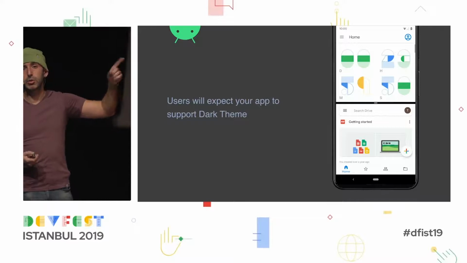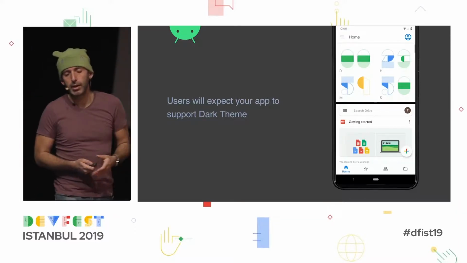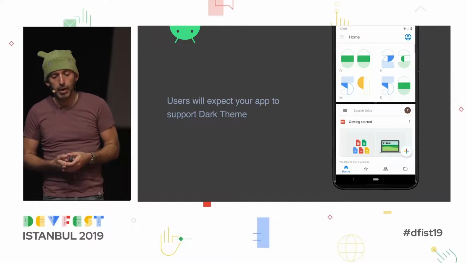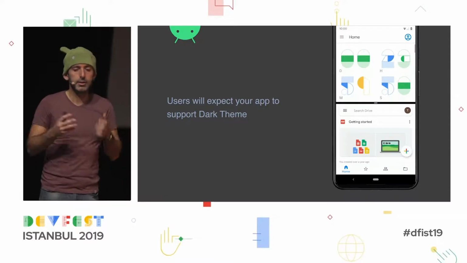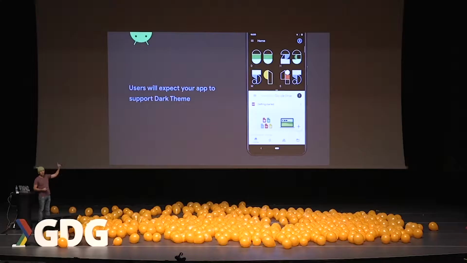This screenshot was taken during Google I/O time last May. And at the time, Google Drive didn't support dark theme. And this is what was happening. On the top, you'll see the Google I/O app, and at the bottom, you'll see the Google Drive app. So when the user is using dark theme and all the views are black, suddenly your app, if not supporting dark theme, will brighten up the whole display and give a very bad user experience. So users will expect your app to support dark theme.